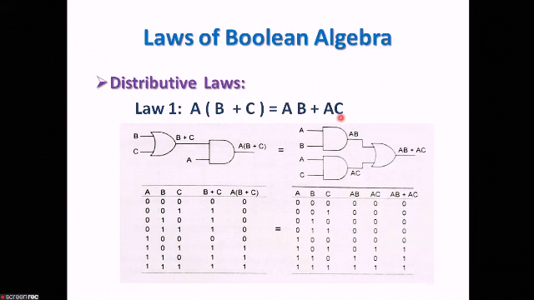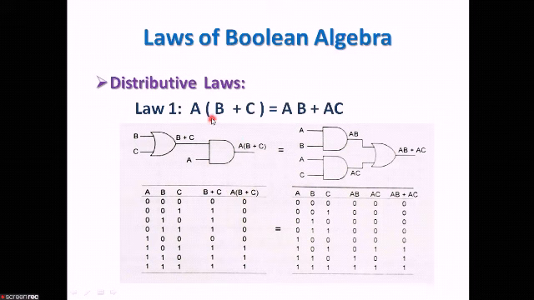So this law states that ORing of several variables and ANDing the result with a single variable is equivalent to ANDing that single variable with each of the several variables and then ORing the products. The truth table illustration is given here, and we will be proving it if this and this both are true or equal.